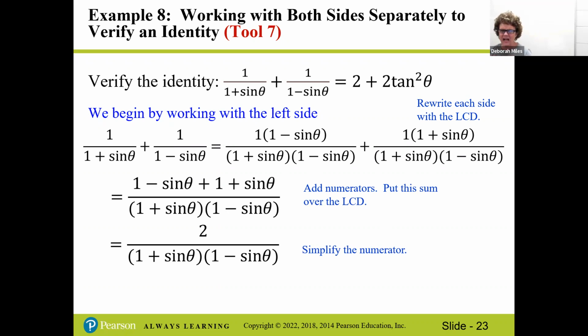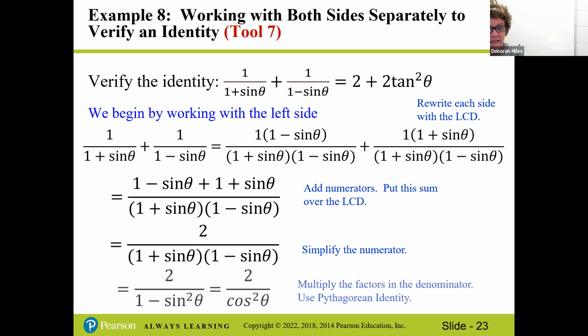I could factor out the denominator. Oh yeah, I could factor out that denominator and give me 1 minus sine squared, and in the place of 1 minus sine squared, I could put what? Cosine squared? Well, it wouldn't get me to the right-hand side, but it gets me to something. Yeah. All right, so 2 over cosine squared, or how else could I write 2 divided by cosine squared? 2 times secant squared. Yeah.